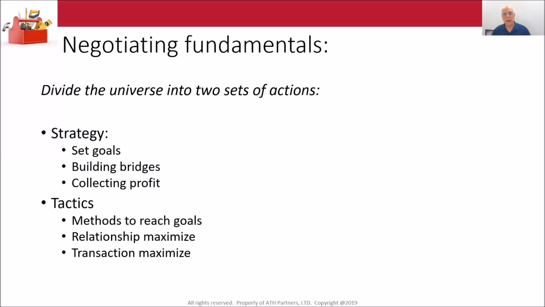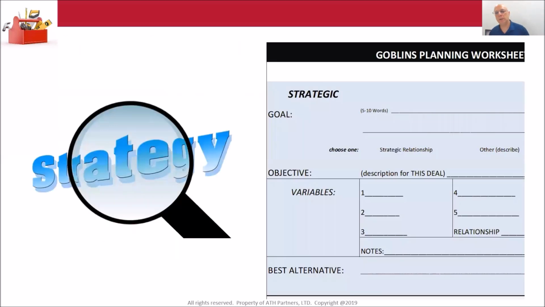On the tactical side, we're looking at methods. We're looking at how to reach those goals. And here we're focusing on the interaction. When we are speaking to the other person, writing to them, conferencing with them, or deciding not to speak to them, we are using tactics. It's a method. So we're going to look at the tactics used to maximize the benefit of a relationship and the tactics used to maximize the benefit of the transaction. So let's start by looking at strategy.